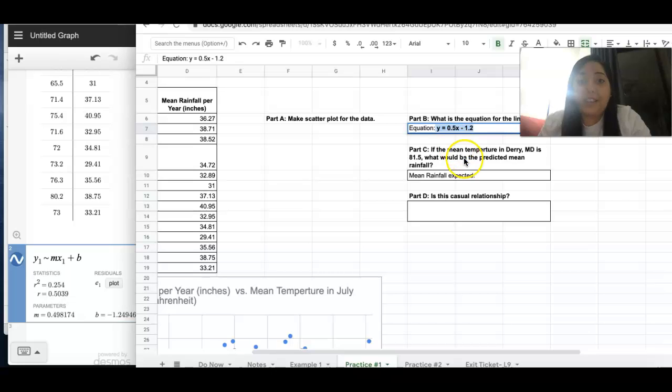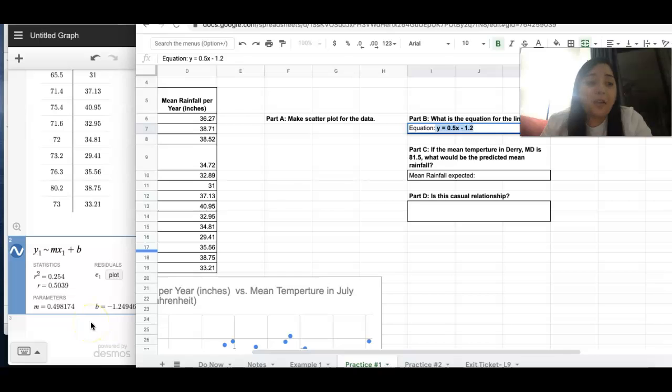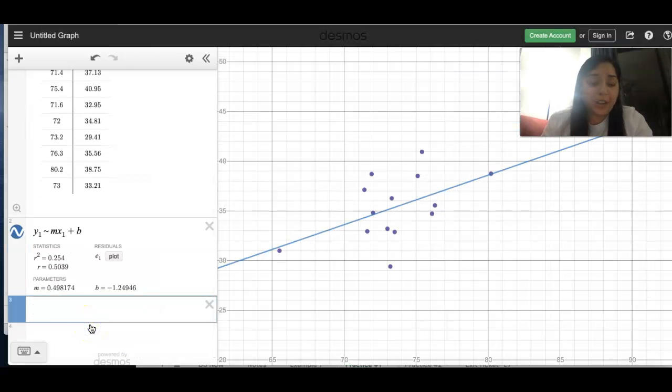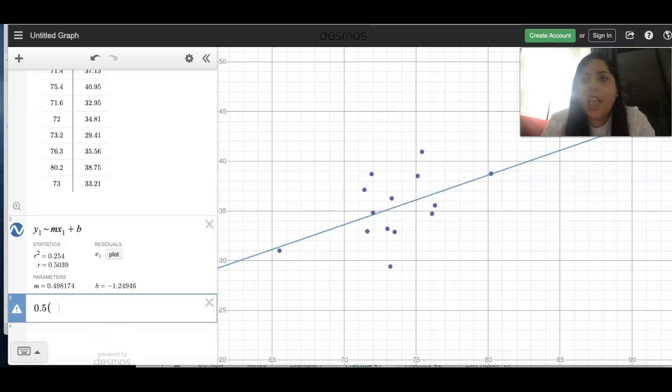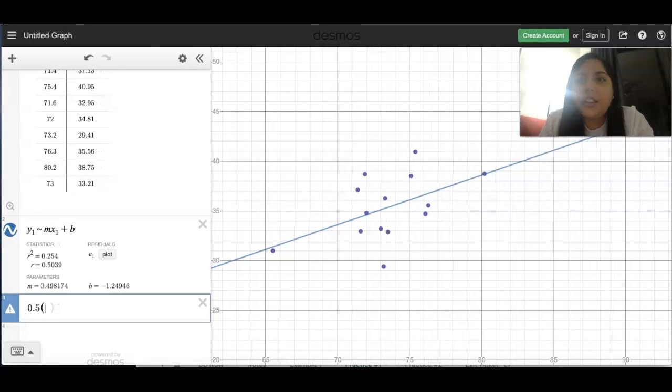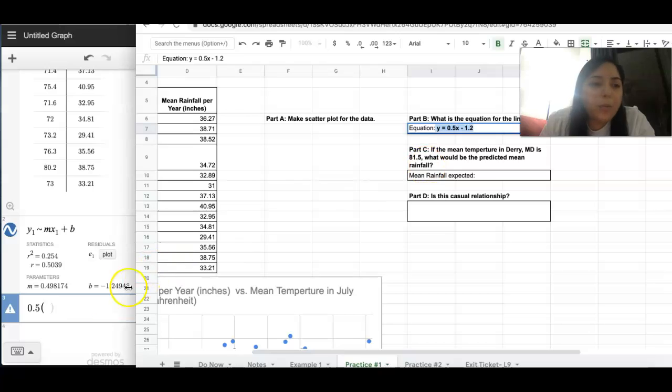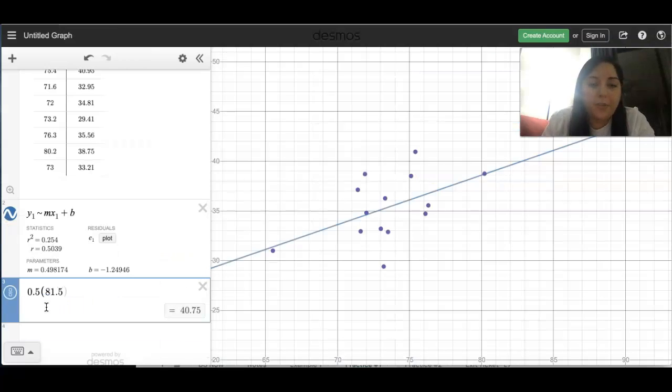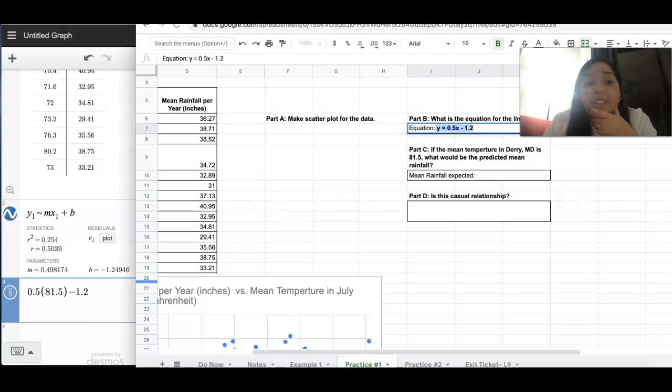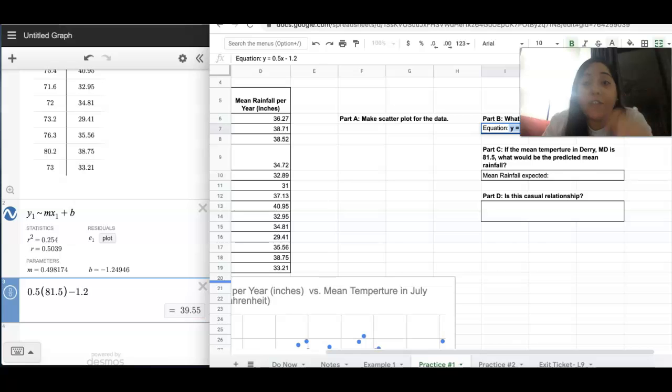Now they're asking if the mean temperature in Dury, Maryland is 81.5, what would be the predicted mean rainfall? So let's find that here. It's going to be 0.5 parentheses, and then what was the temperature? 81.5 parentheses, then minus 1.2. So the predicted mean rainfall would be 39.55. You just put it just like that. I'm going to bold it.